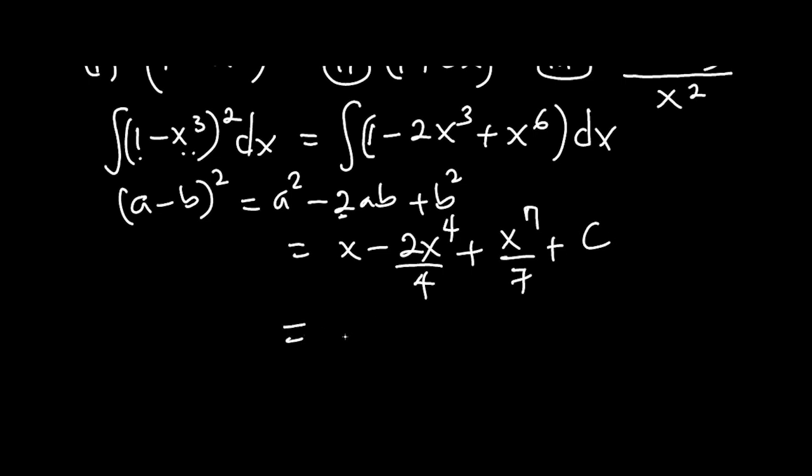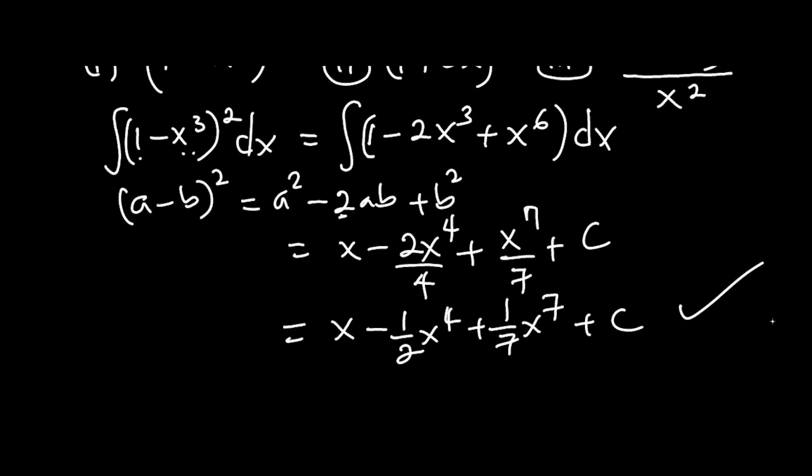So on the final note, we're going to have x minus, 2 over 4, that's 1 over 2, x to the power 4, plus 1 over 7, x to the power 7, plus c. So that finishes that for that first question.